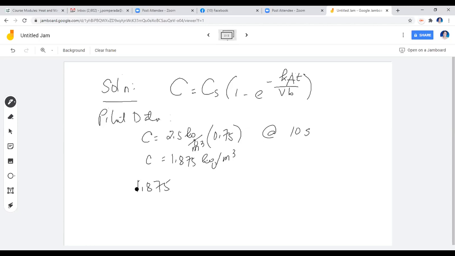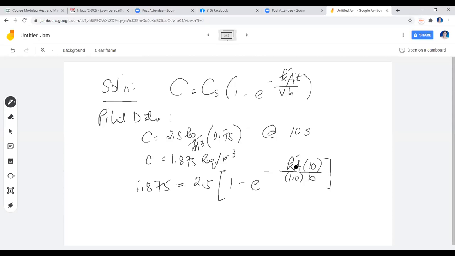So you have 1.875. This is equal to C sub S, which is 2.5, and we have this 1 minus e raised to negative K, A. The time that we will use is 10 seconds, and the volume here is 1 cubic meter. And we do not know this B. And by the way, this K has a prime.